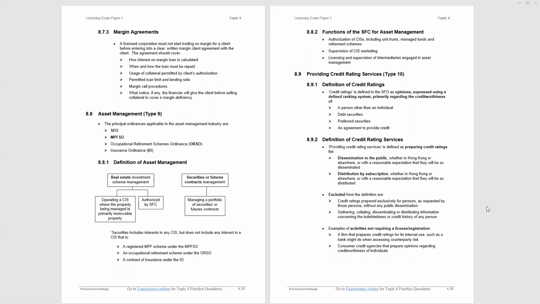Moving on to the Type 9 activity of asset management. Asset managers are regulated by a number of ordinances: the Securities and Futures Ordinance, the Mandatory Provident Fund Schemes Ordinance, ORSO, the Occupational Retirement Schemes Ordinance, and the Insurance Ordinance. We have a number of definitions of asset management. Real estate investment scheme management, one category, and then securities or futures contract management on the other side.